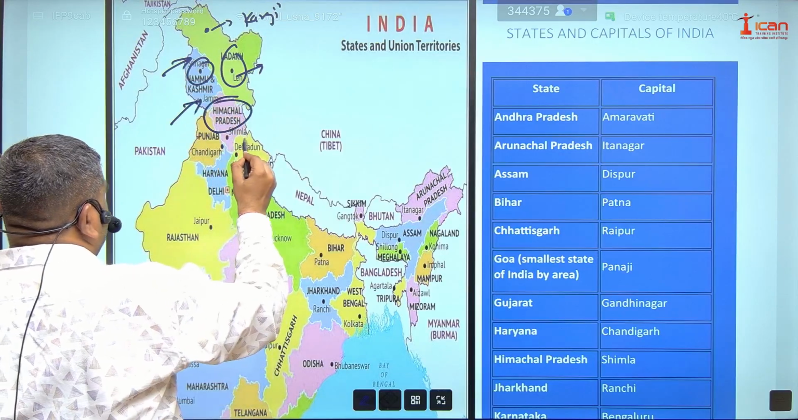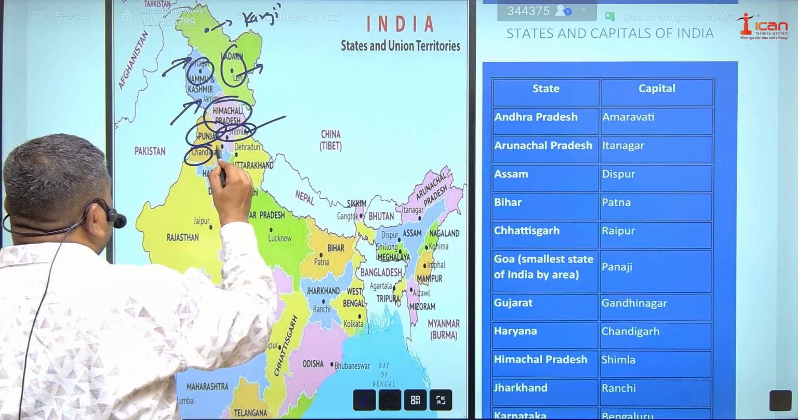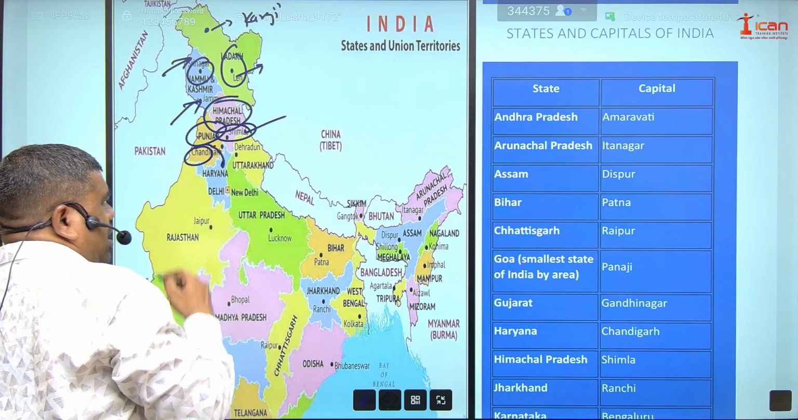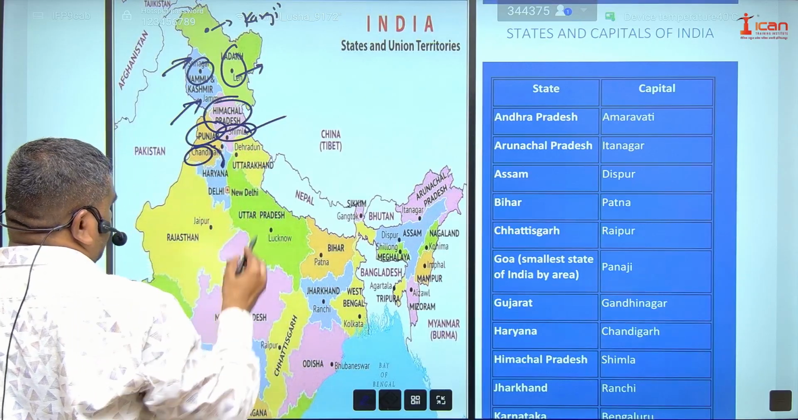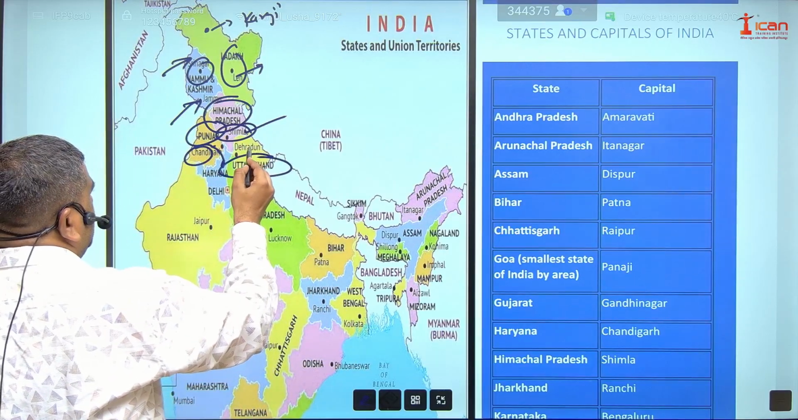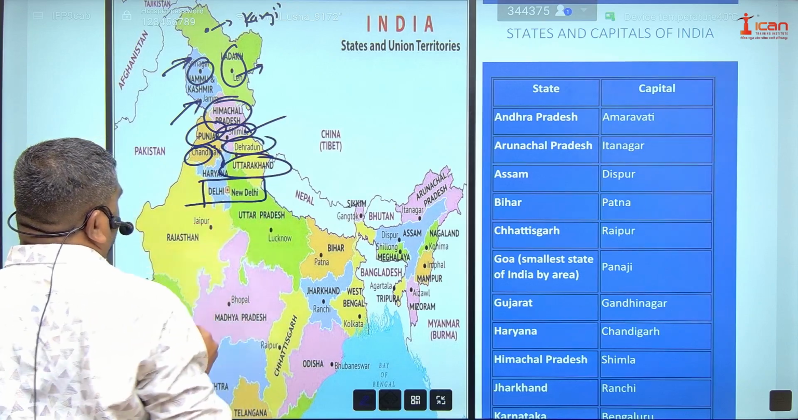Then we have Himachal Pradesh, the capital is Shimla. Punjab has Chandigarh as the capital. Chandigarh is also the capital of Haryana, and again it's a union territory. So Punjab has Chandigarh and Haryana also has Chandigarh as capital. Uttarakhand, a comparatively new state, has Dehradun as the capital. Delhi, which is the union territory, has New Delhi as the capital.